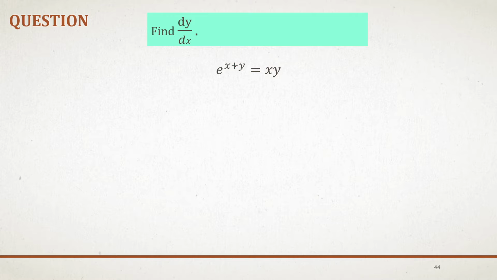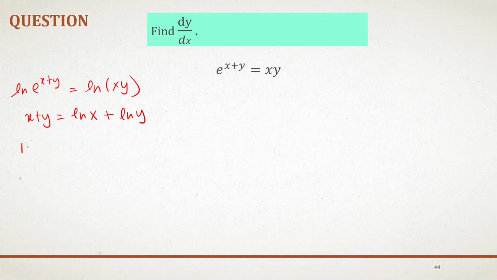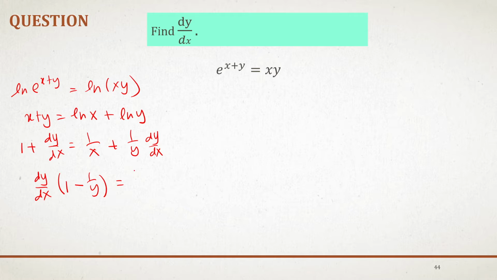Okay, so if you take ln on the left hand side, x + y equals ln xy. So the left hand side will become x + y, the right hand side will become ln x + ln y. So I can differentiate it. 1 + dy/dx = 1/x + (1/y) dy/dx. I need to gather my dy/dx. So 1 - 1/y equals 1/x - 1. So my dy/dx finally is (1/x - 1) over (1 - 1/y).